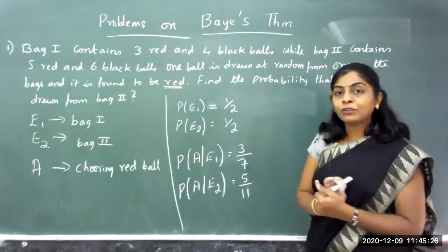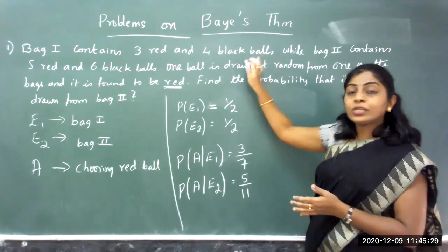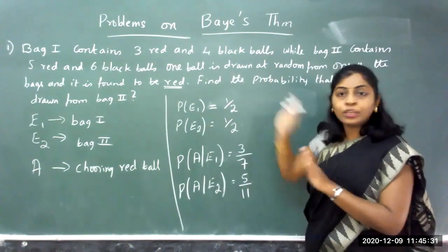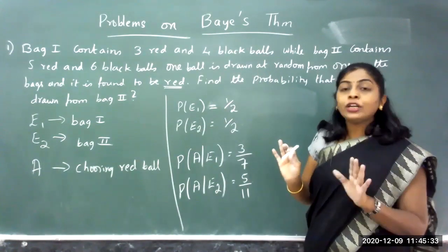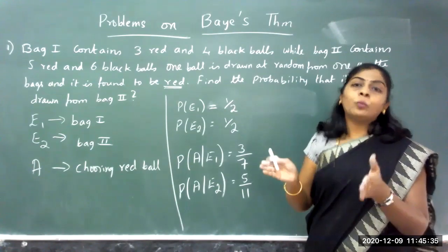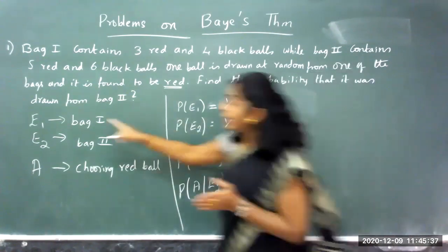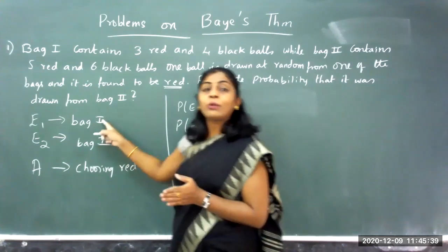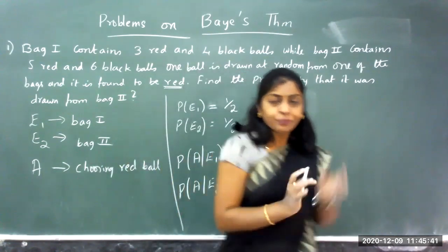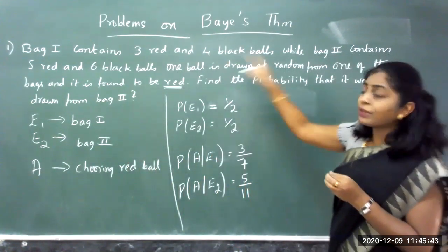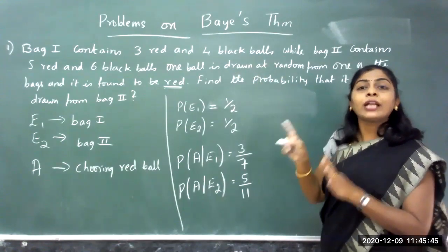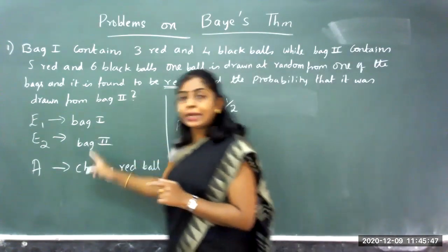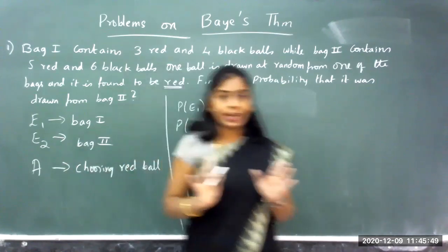This is the first part of the data you have to understand. What is given in the data is all I have written, not Bayes theorem yet. According to the problem, I have two bags, E1 and E2. E1 and E2 are bag 1 and bag 2, which I define. When I read the question, the first two sentences say there are bag 1 and bag 2, so I define them as E1 and E2.